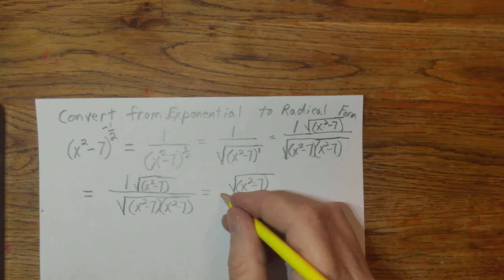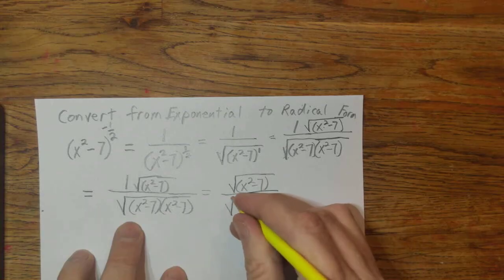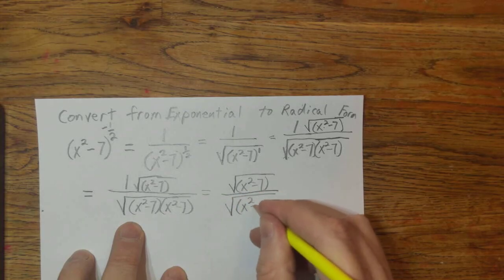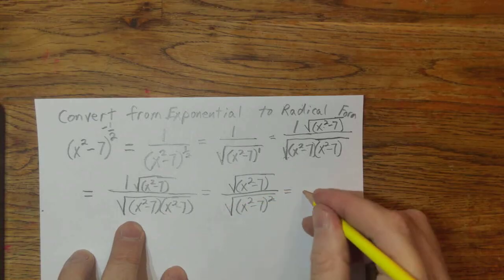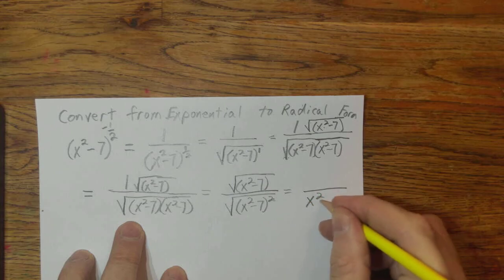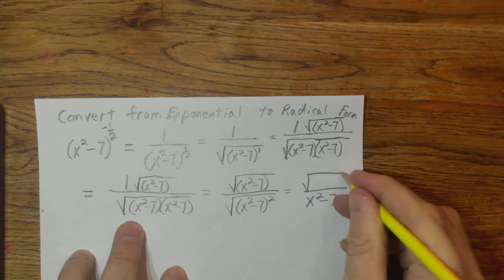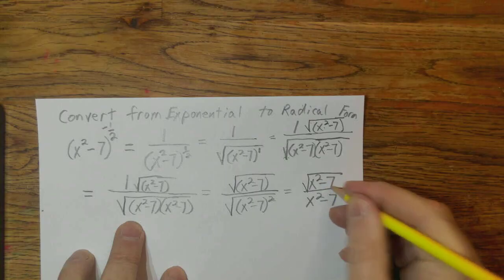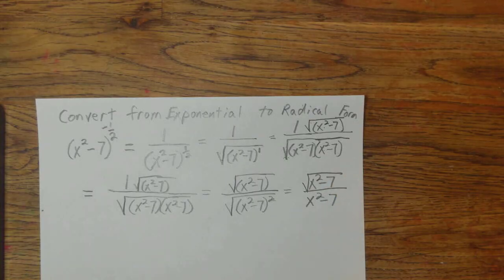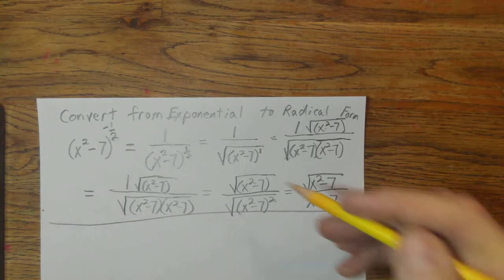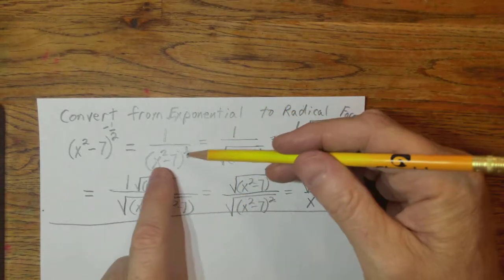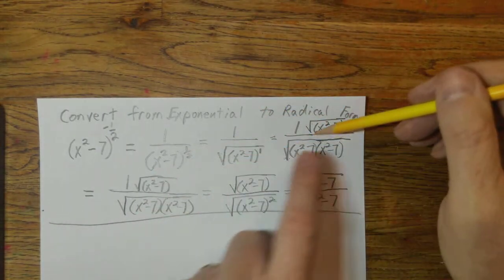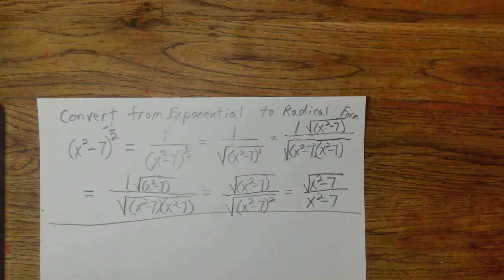I really don't need those parentheses. But this is the square root of x squared minus 7, squared. So the square and the square root cancel, and that's how we rationalize the denominator. So I have x squared minus 7 on the bottom and the square root of x squared minus 7 on the top. Okay. There's one, converting from here to here: negative exponent to positive exponent, changing to a radical, and then rationalizing the denominator.